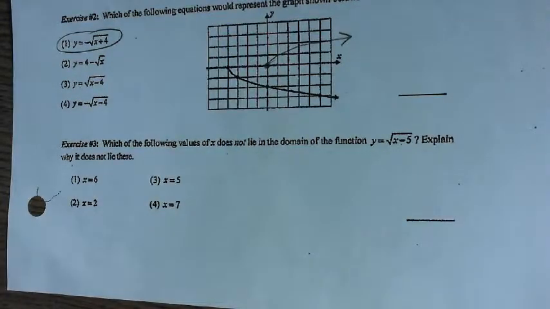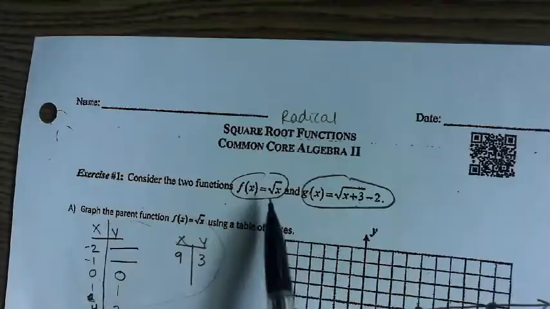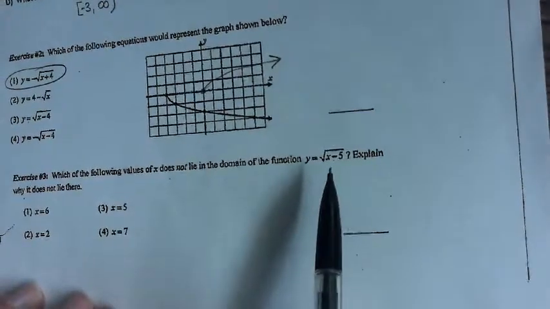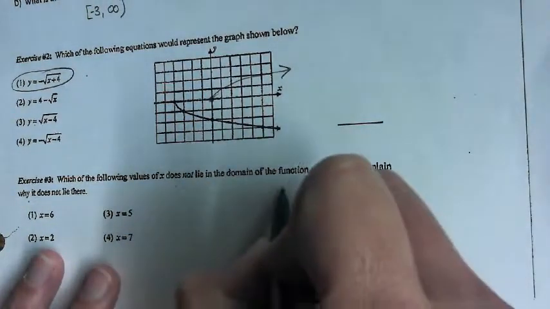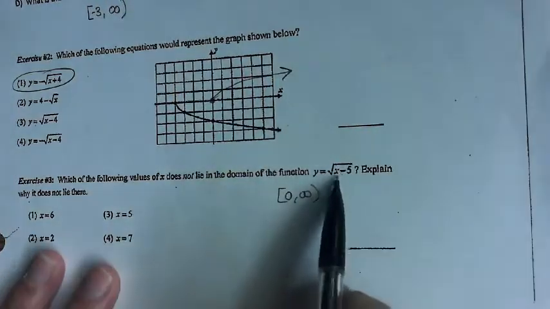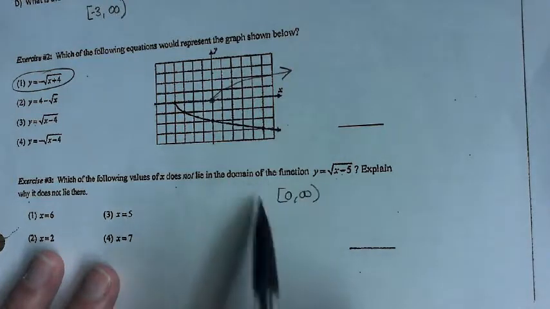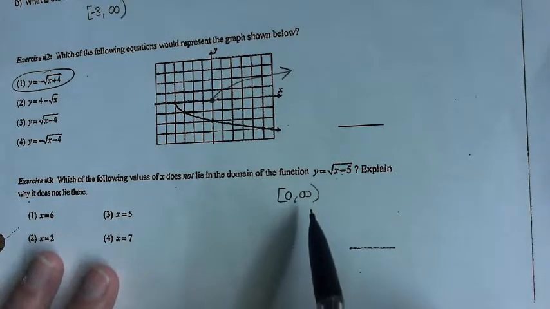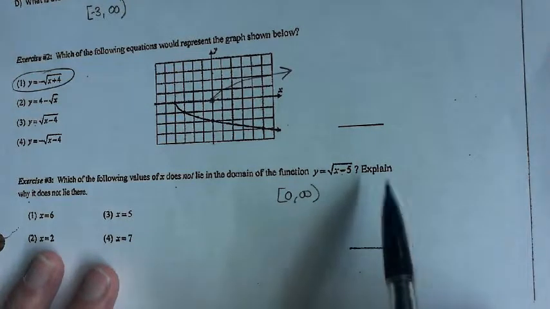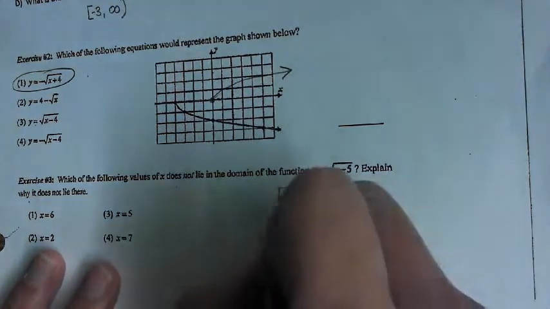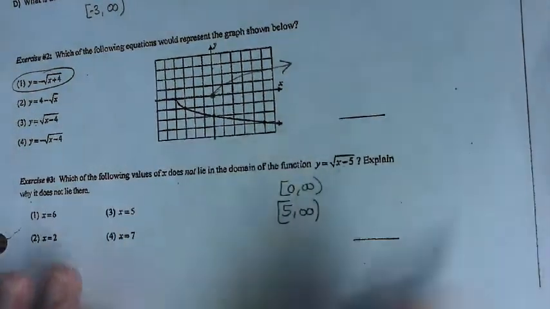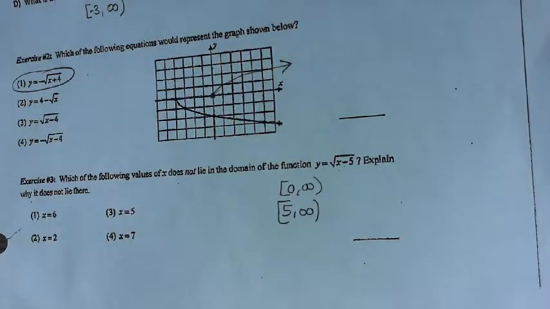Exercise 3. Which of the following values of x does not lie in the domain? Okay? So we talked more about the domain on the parent graph, and then after we shifted it. And you can still do that here. The domain on the parent graph is from 0 to infinity. This thing shifts right 5. So how is that going to affect your domain? Yes. Right 5, anything left, right, horizontal is going to affect it. It's going to make it 5 to infinity. So which one of these does not lie in that? 2.